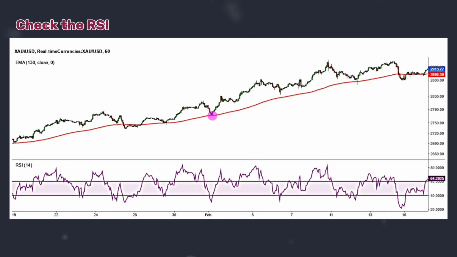Next, we check the RSI. I've set the RSI to the custom levels of 40 and 60 to better capture short-term momentum shifts. In this zone, RSI has just crossed above the 40 level from below, which satisfies our second condition.